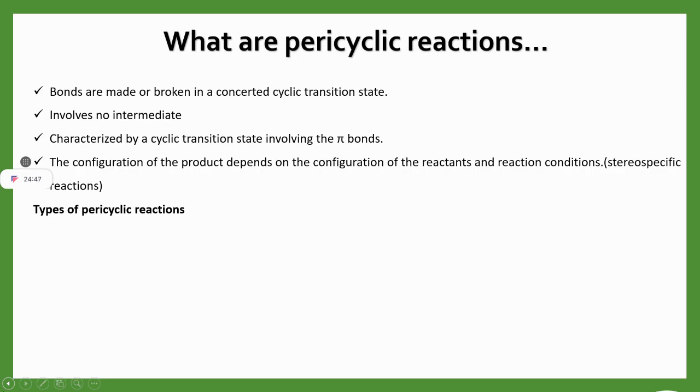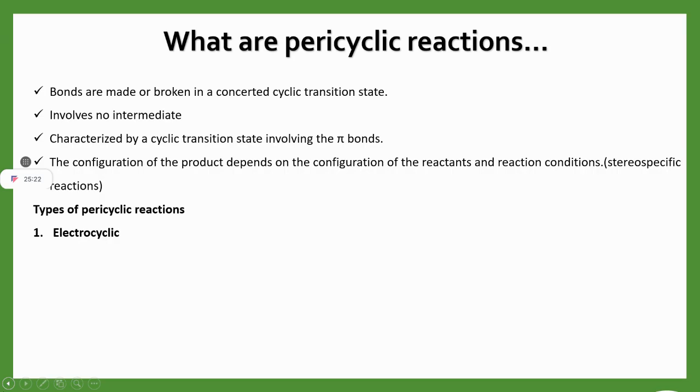Bonds are made or broken in a concerted way, not like your cationic or anionic mechanisms, right? They don't involve any intermediate. And the most important point for a pericyclic reaction is that reactions are completely stereospecific. It means the configuration of your product is totally dependent on the configuration of your reactant and the reaction conditions. So let's first see what the types of pericyclic reactions are.